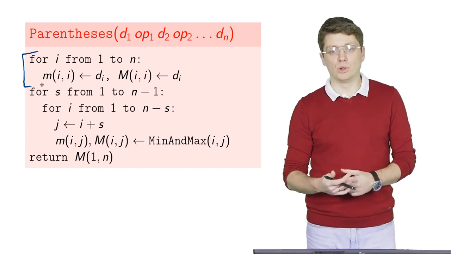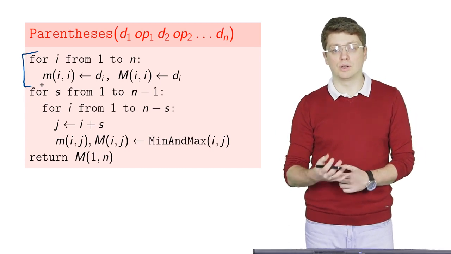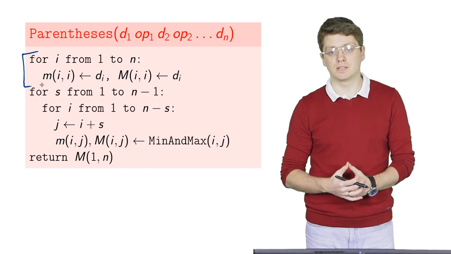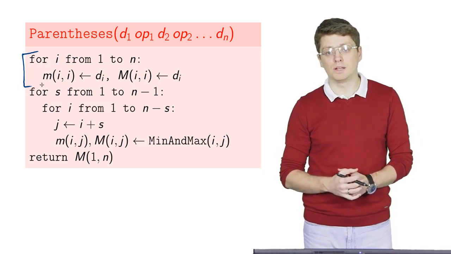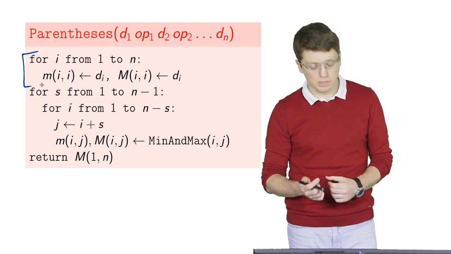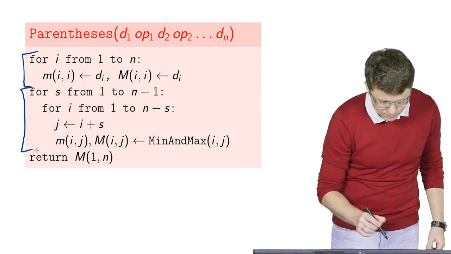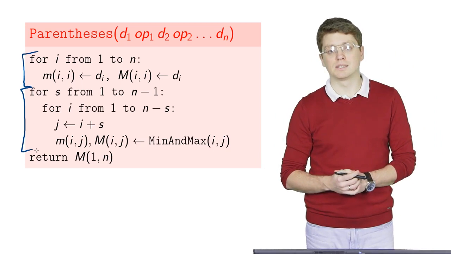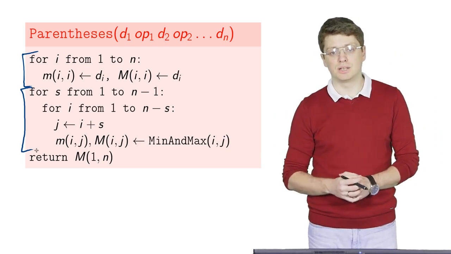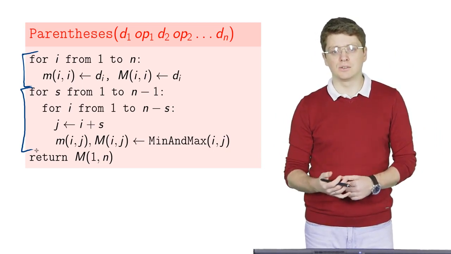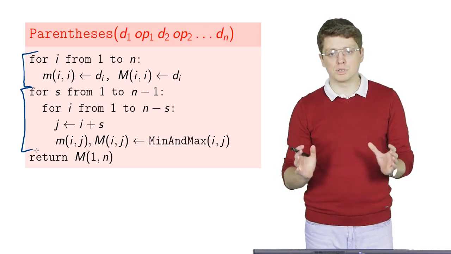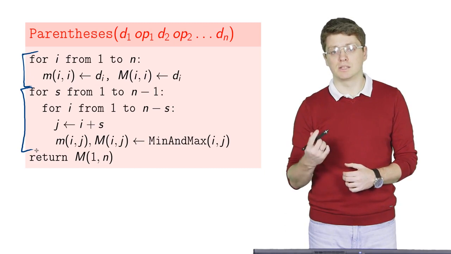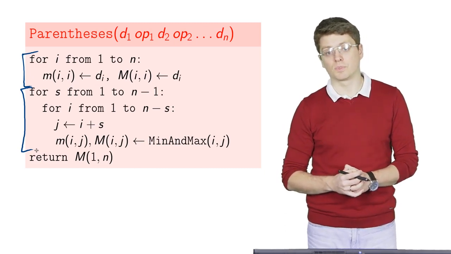Then we go through all possible subproblems in order of increasing size. And this is done as follows. We gradually increase the parameter s from 1 to n minus 1. This is done in the following loop. When s is fixed, i goes from 1 to n minus s, and j is computed as i plus s. This is done to go through all possible pairs ij such that j minus i is equal to s. Right?